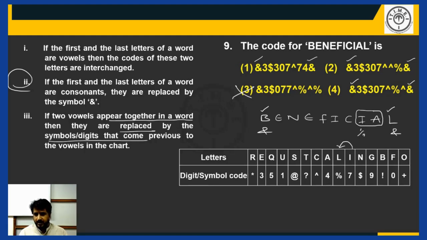Where is the A here? What is the previous letter of A? C. So C is coded as cap. So the last 3 should be %, cap and %. How many are there? %, cap and %. Only one option, the fourth option. So the first option and second option are ruled out. So you have only one answer, that is the fourth option.